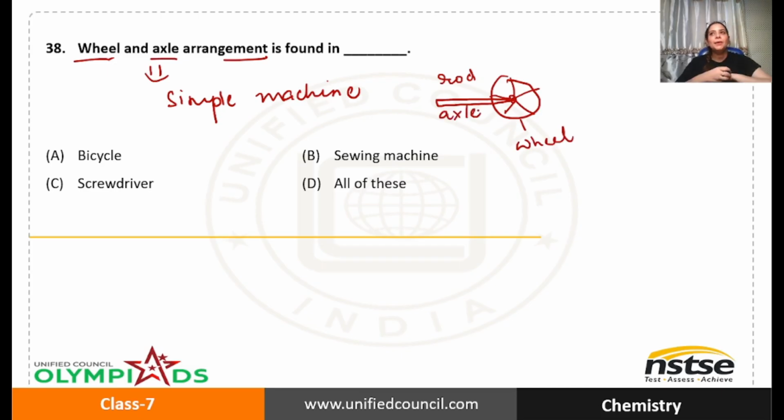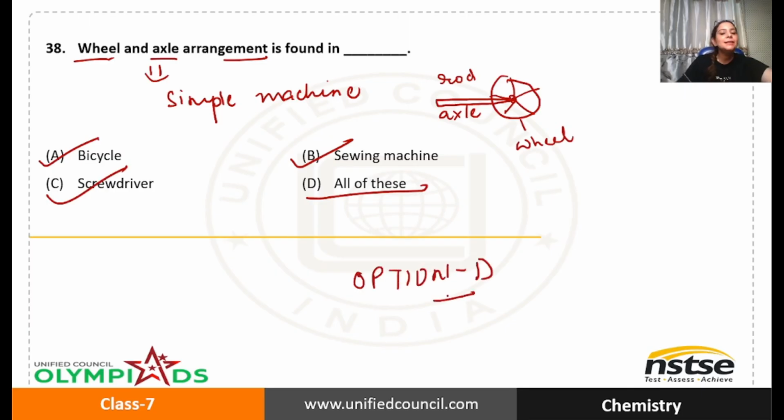A common example is when you open some door which has got a round knob. So that acts as a wheel, and the lock which helps to open the door acts as an axle. And this type of arrangement, wheel and axle arrangement, is present in all the three: in bicycle also, in sewing machine also, and in screwdriver also. So that means which option is correct? Option D is correct. And this simple machine makes the task easier.